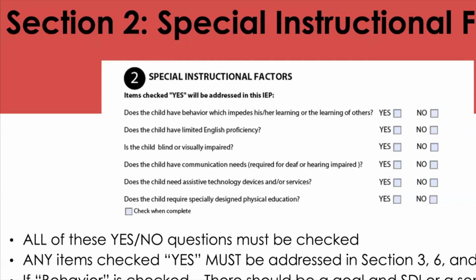So they have to be addressed somewhere in the IEP. If you choose yes, it must be addressed in the IEP. If behavior is checked, yes, does the child have a behavior which impedes his or her learning or the learning of others? If you have said yes there, then there should be a goal and specially designed instruction to support that behavior, or possibly a separate behavior intervention plan for that student.